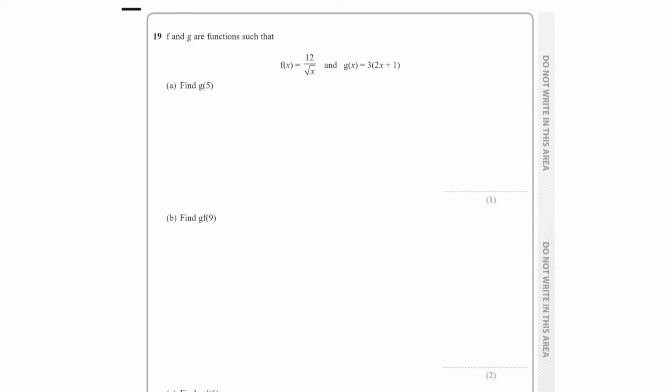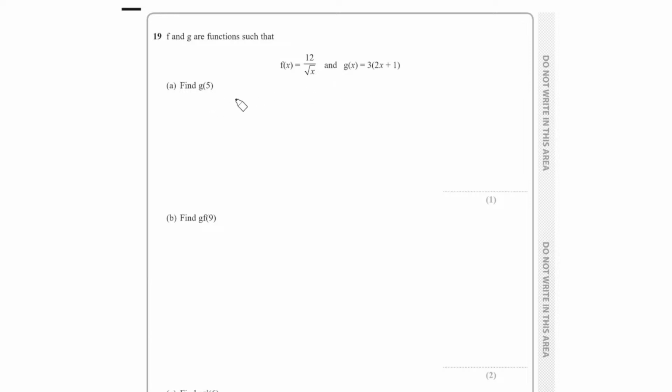Okay, question 19. Functions seem to always come up on the non-calculator. I say always, I mean, quite a lot of the time. So that's another one to focus on for your non-calculator, I would suggest. So f and g are functions such that f of x is 12 over root x and g of x is 3 multiplied by 2x plus 1.